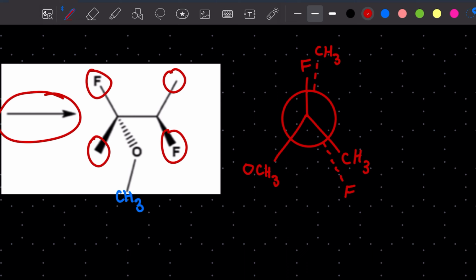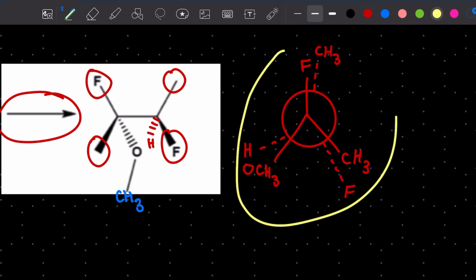And finally, from our last tip that we learned, we're missing a dash. And we can just assume that that's actually just a hydrogen, like that. And since it's on a dash, we can confirm that it's going to be on the left side. So we can just draw it like this. And there you go. This is going to be our Newman projection for that problem.